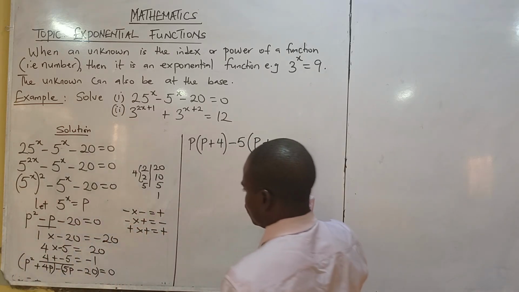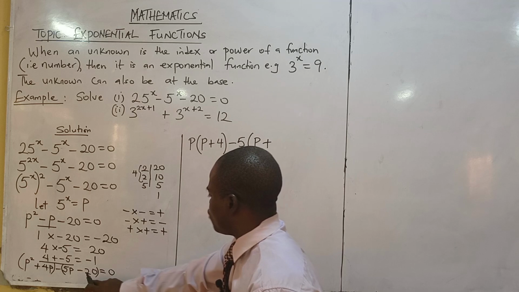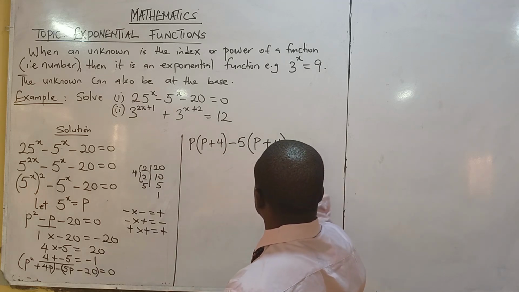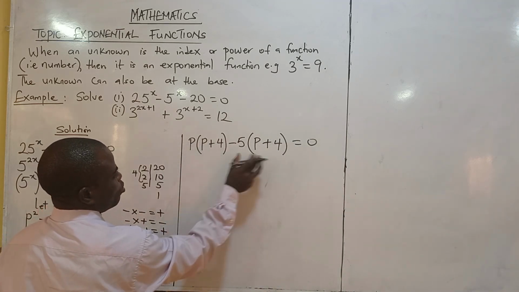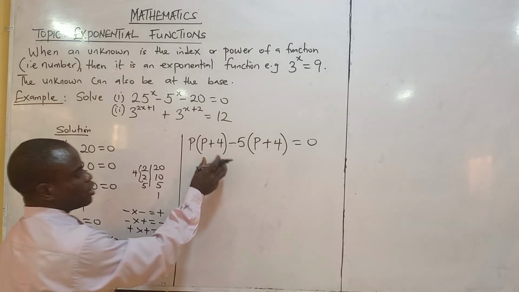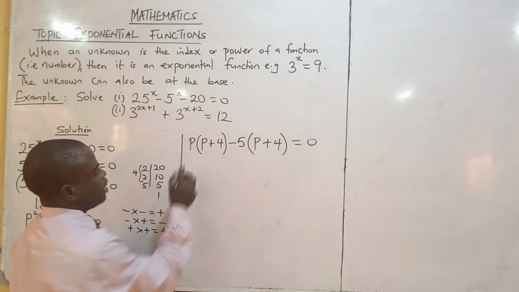Now 5 goes into 20 four times, that's 4, equals 0. Now the brackets are common. When you are solving a problem like this and what's in the brackets are common, that means that you are right.